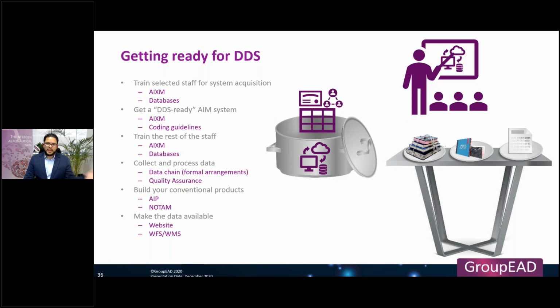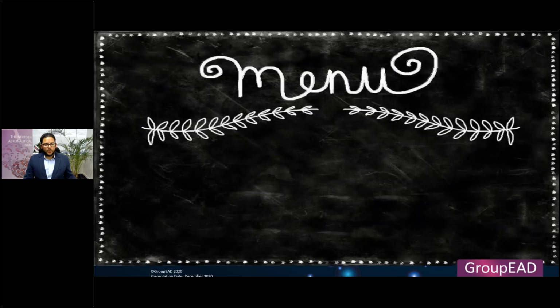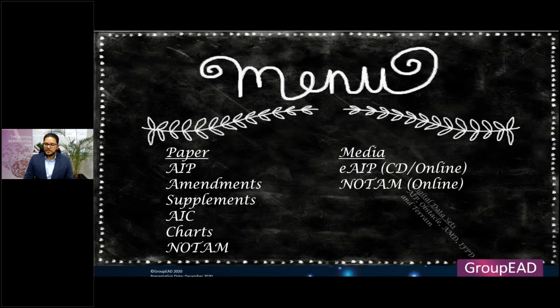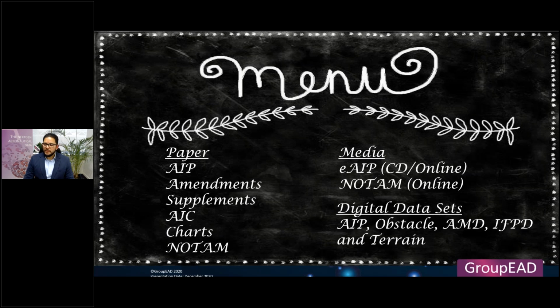We should make this available either on our website, through WFS, WMS, or whatever ICAO lets us know where to share this in the near future. So in the end, what we're going to have is our menu, a little bit enhanced or extended, having still our paper and our media together with our digital data sets. But if we think about it, this is just starting the roadmap to a whole new AIM service provision, where data is going to be very important.